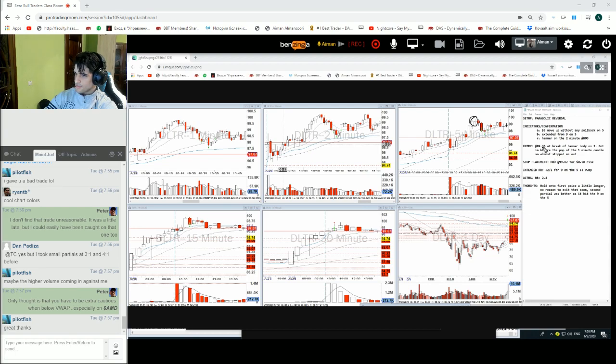Entry 99.36, and your stop loss was at the break of the hammer, buy on the 2-minute chart, got in before the pop out of the 1-minute candle, stop at the high of the day. So you use the high of the day as your stop loss.